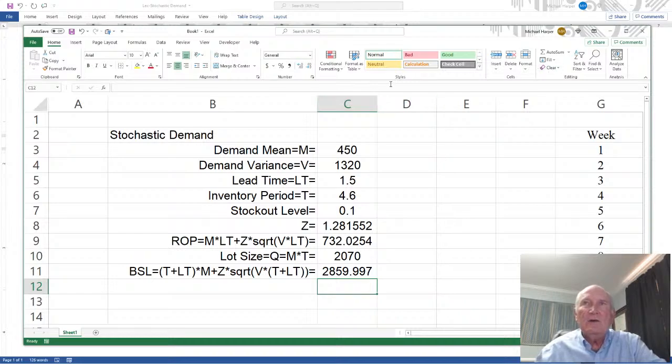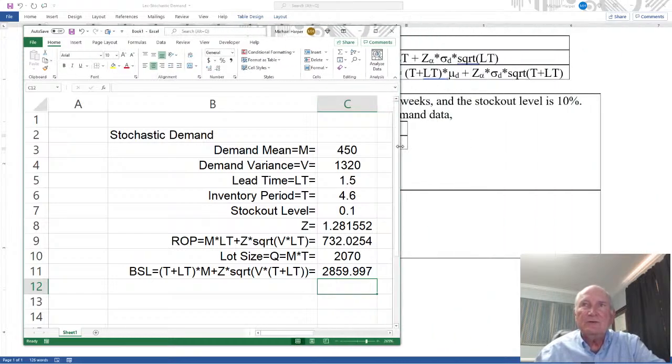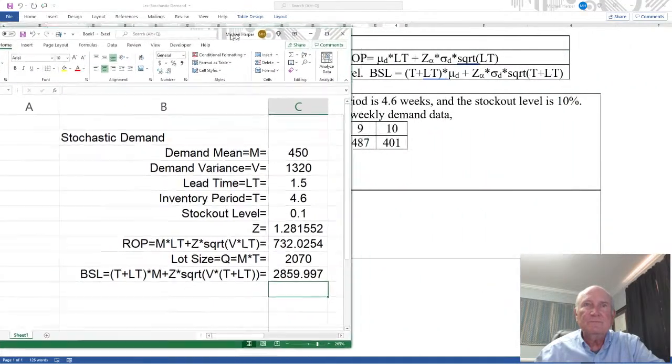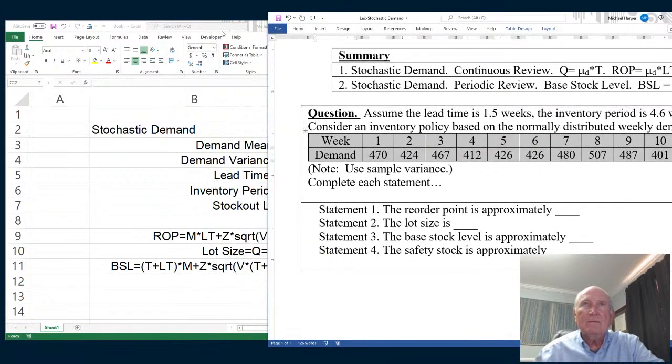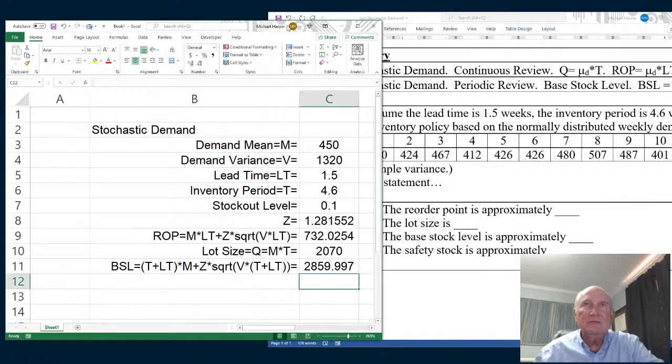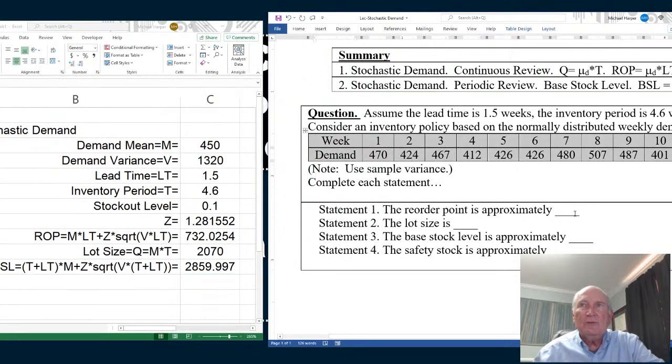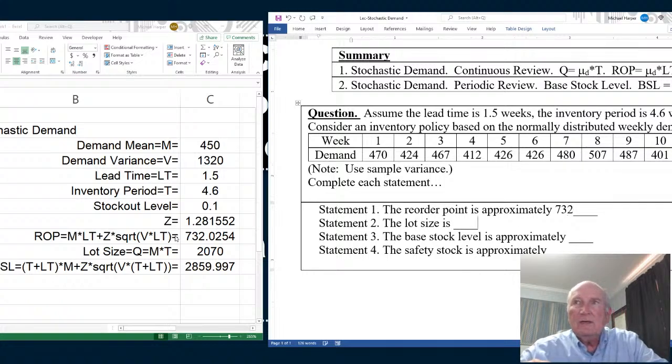Okay. So now we can take all of these and actually answer our questions here. Let's just bring these down over here and set this up. We can just copy it over. The order point is approximately 732. Lot size is 2070. The stockout level is approximately 2860. The safety stock is approximately, we didn't calculate the safety stock separately, did we?